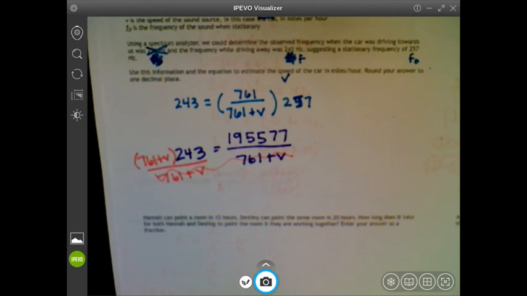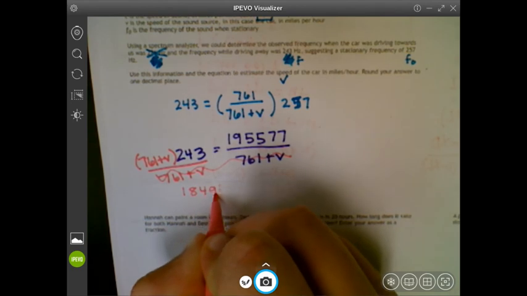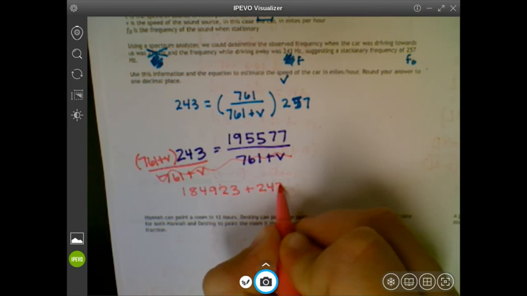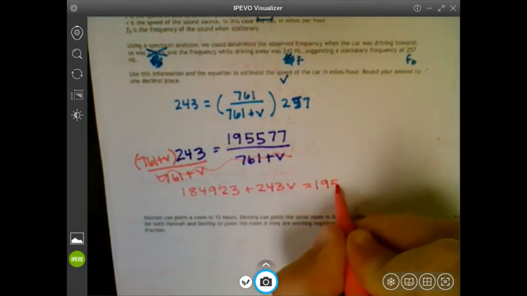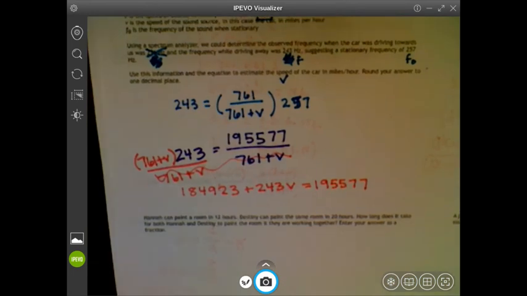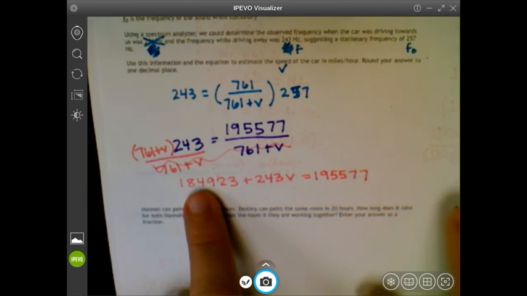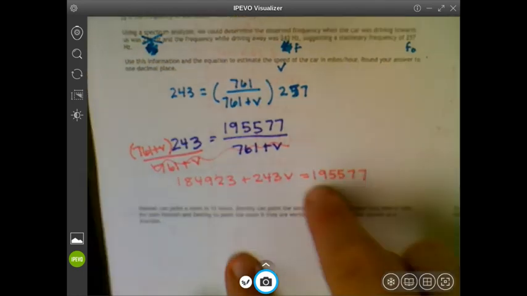So 761 times 243, that's 1849.23, plus 243V, just the distribute here, equals the 1955.77 number. And then from there, you're probably good to solve this equation, right? You would subtract this over and then divide by that number. So the hardest part is getting to here.